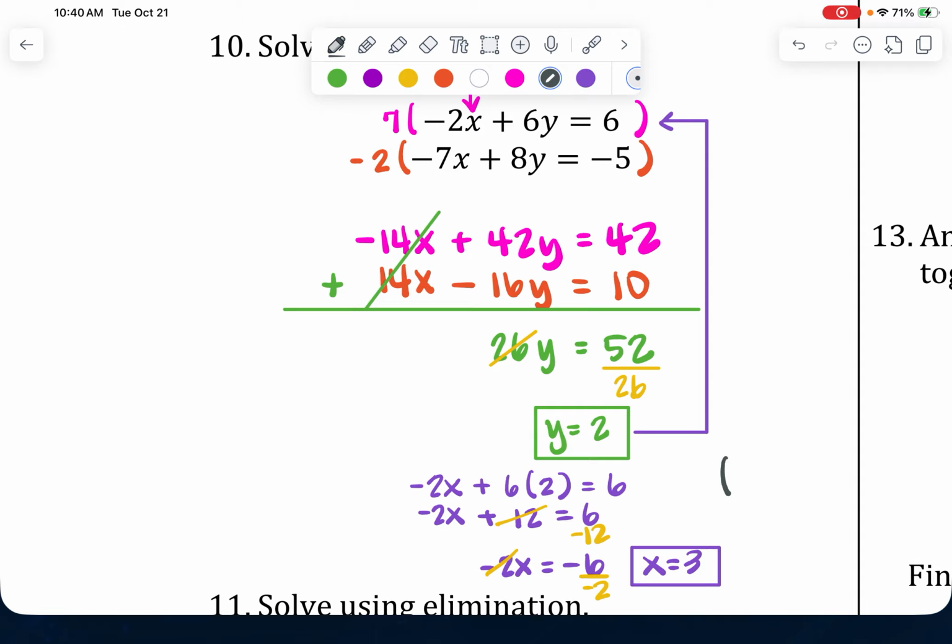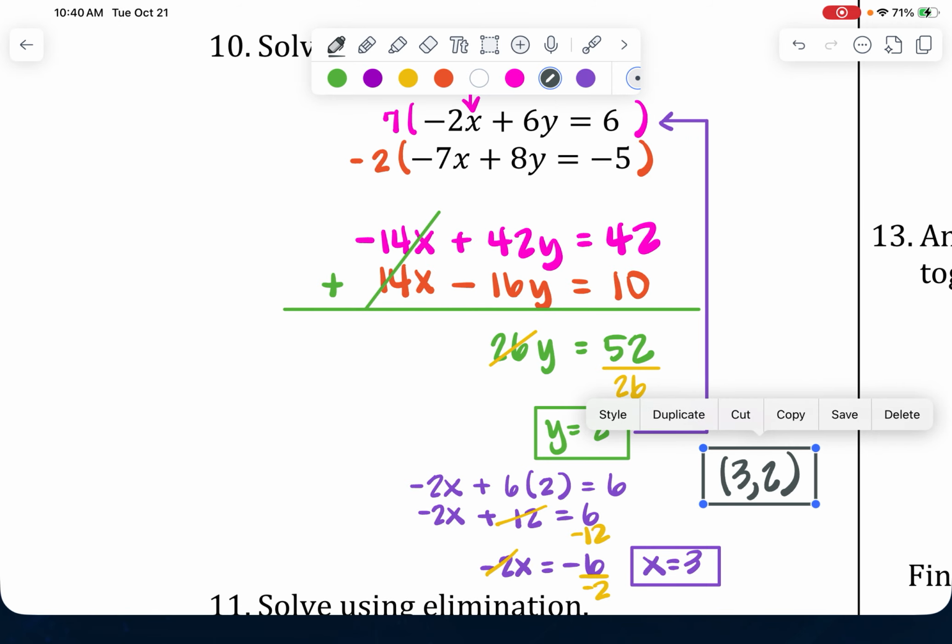So our final answer would be 3, 2, right? Making sure we put that in X, Y order. All right. Now, of course, if I were you, I know you're so sick of me doing this, but I'm going to check my answer.